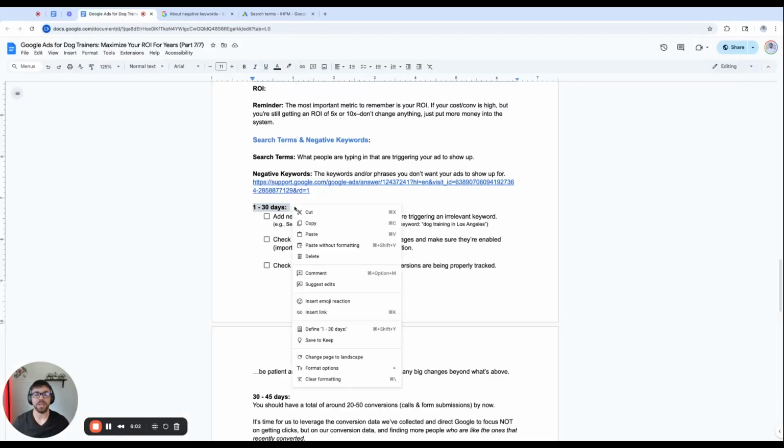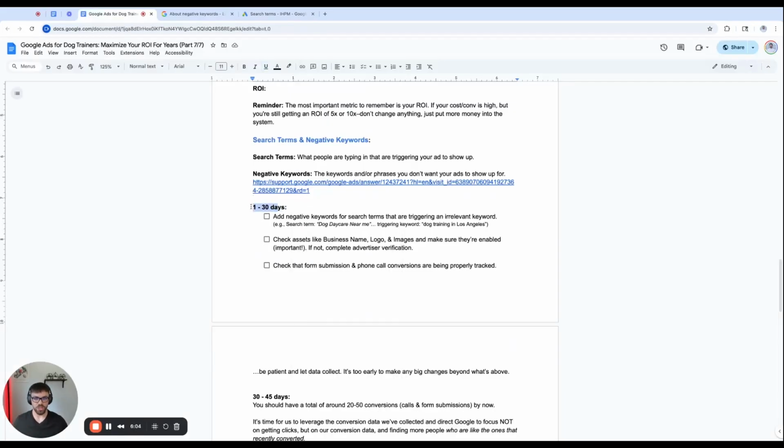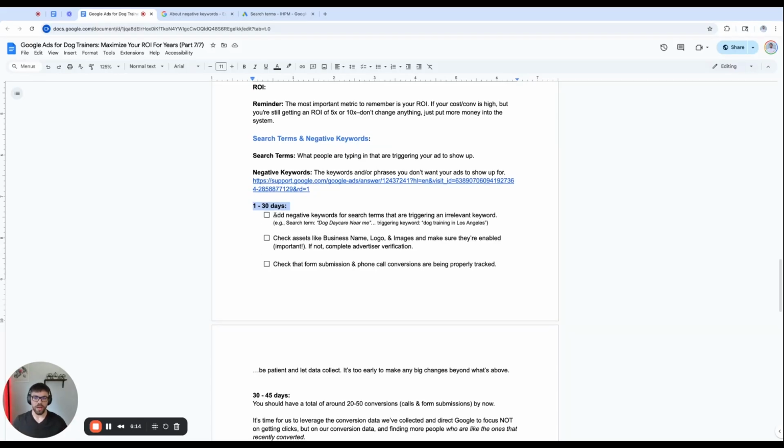Okay, so now let's dive into optimizations. So days 1 through 30, here's a checklist of the optimizations and changes you should be making to your campaign. Okay, so right here we have add negative keywords for search terms that are triggering an irrelevant keyword. And we've already covered this pretty extensively so far, right? If you see a search term where it says dog daycare near me, and that triggered your keyword that says dog training in Los Angeles, well, look, unless you offer daycare, you probably don't want your ad to be triggered for someone typing in a daycare related search term.